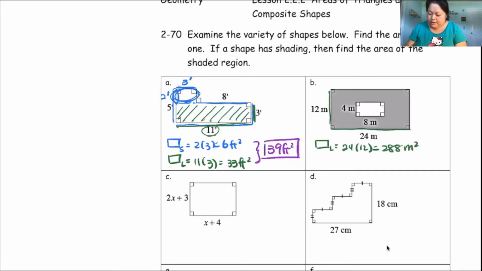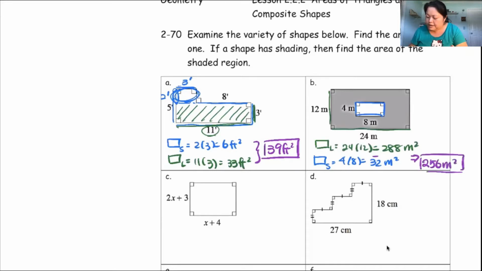And then I'm going to look at my small rectangle here, the blue one. That's 4 by 8. That gives me 32 square meters. And now the difference is to subtract these two because you only want the shaded part. So you want to take the big one minus the small one. Please know it's a subtraction. You put a subtraction here somewhere so you know it's there. So it's 256 square meters. That will be the total area for the shaded area.